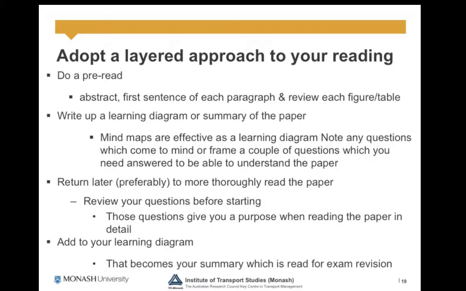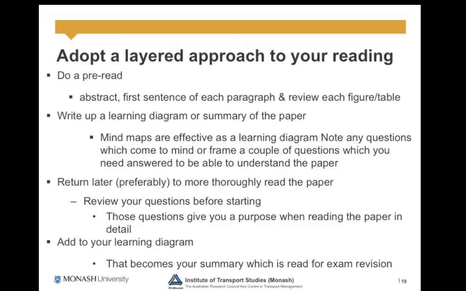I strongly recommend that you adopt a layered approach to your reading. Do a pre-read of an article. Read the abstract, read the first sentence of each paragraph, and review each figure and table. At that point, your understanding of the paper will be limited, but write up some sort of a diagram, a learning diagram, or a summary. I find mind maps are very, very useful in that context. And at that point, note any questions which come to mind, or frame a couple of questions you'd like to get answered when you read the paper in more detail.